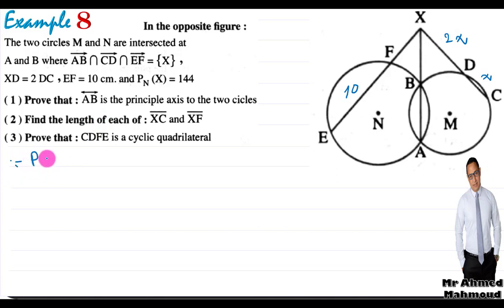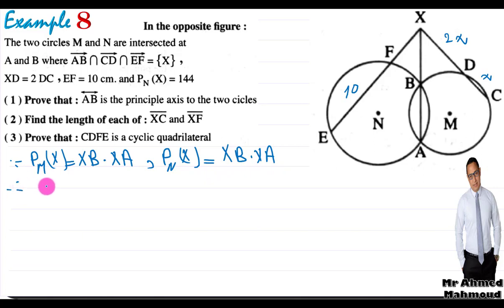Okay, since the power of the point X with respect to M equals XB times XA, and the power of the point X with respect to N also equals XB times XA, therefore the straight line AB is the principal axis. Okay, this is number one.